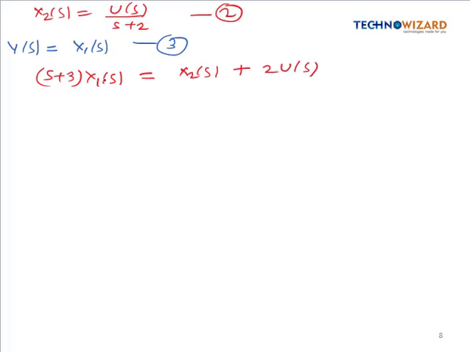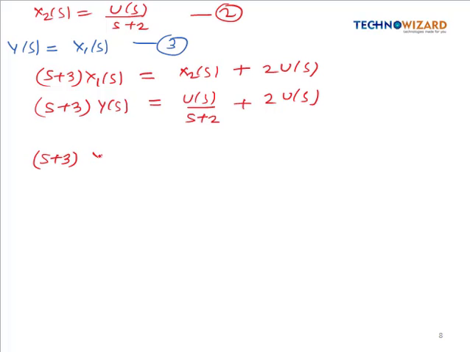So in place of x1 of s we can write y of s. So this will be equal to (s plus 3) into y of s. X2 of s, from equation 2 we can write it like this: this is u of s divided by (s plus 2) into u of s. So now we can simplify this. So this will be (s plus 3) into y of s.